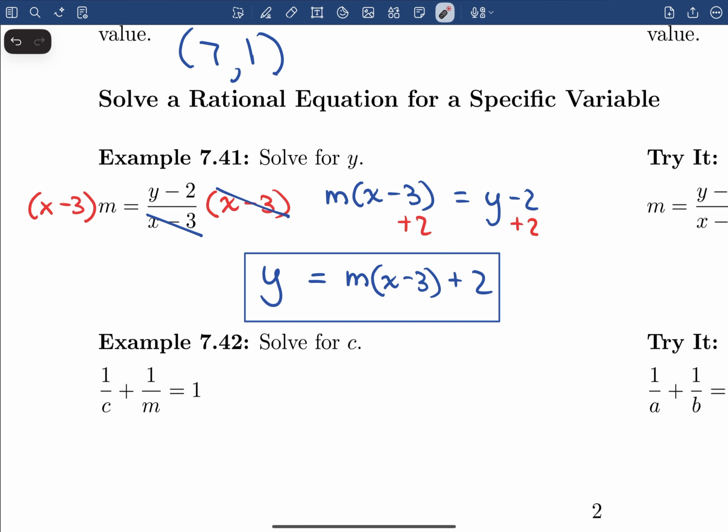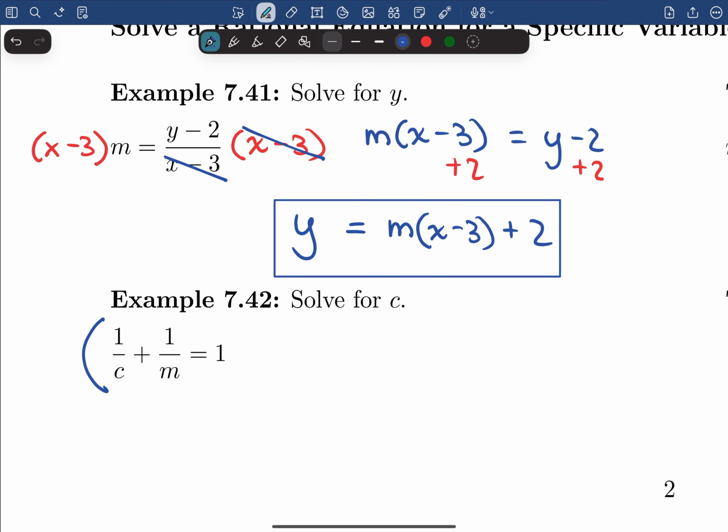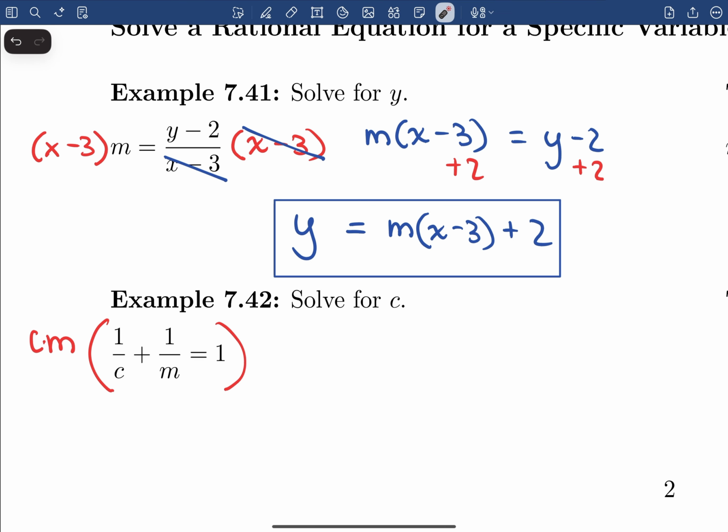Great. And last example today is take this rational equation and solve it for c. Okay? That's our last objective today. Take this rational equation, solve it for c. And so, what I would do is I would multiply the entire equation by the LCD, right? So what is the LCD here? I'll do it in red. Well, the least common denominator is c and m, right? C times m, because those are the denominators in question that we have here.